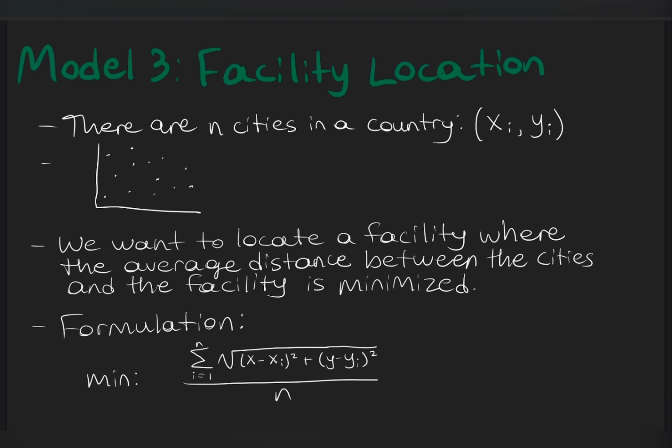Here is the distance between the hospital or the facility and the rest of the cities. For every city, we're subtracting the x-coordinate of the city from the x-location of the hospital, and we're doing that for y. We're adding it together, and we're taking the square root because that's the distance formula. This is for every city, so we're adding up all of the distances between each city and the facility, and then dividing by the total number of cities, because that's how you find an average, of course. And of course, we're trying to minimize this average.